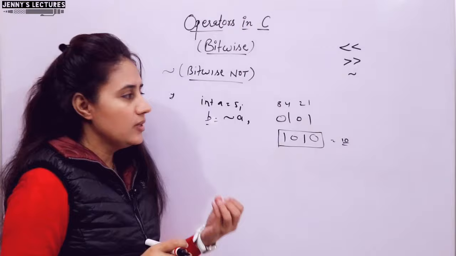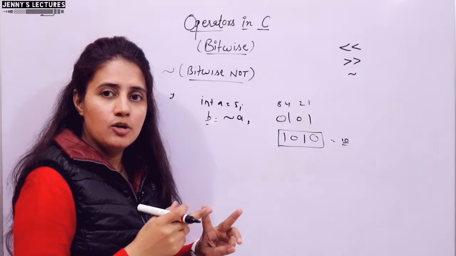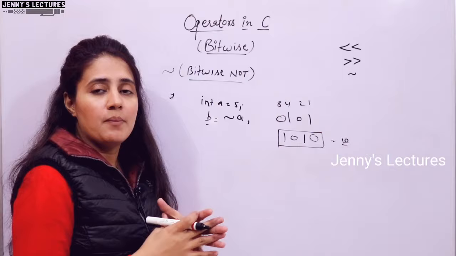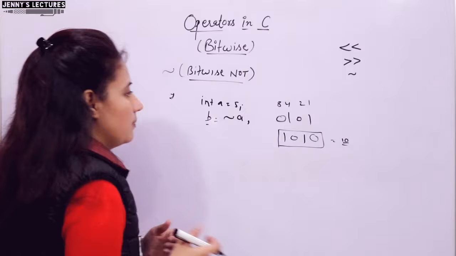Negative numbers in a computer are stored using three methods: sign magnitude, 1's complement and 2's complement. But sign magnitude and 1's complement have some drawbacks. That is why the standard method to store negative numbers in computer memory is 2's complement. Maybe we will discuss that in a separate video. That is a complete chapter, right?